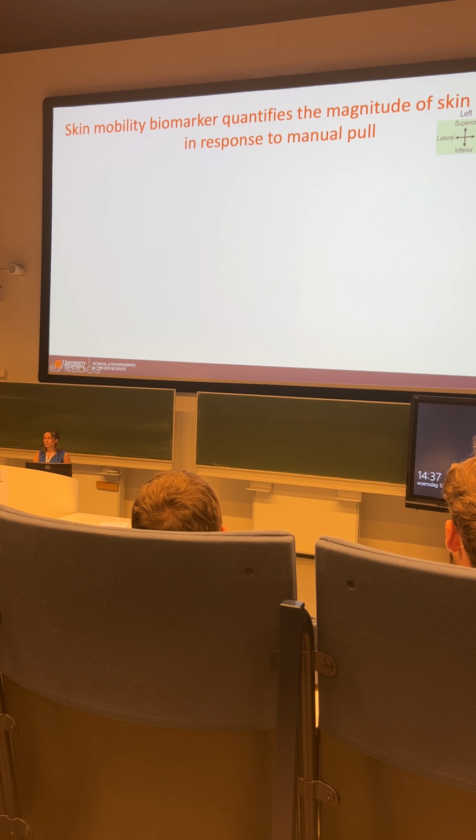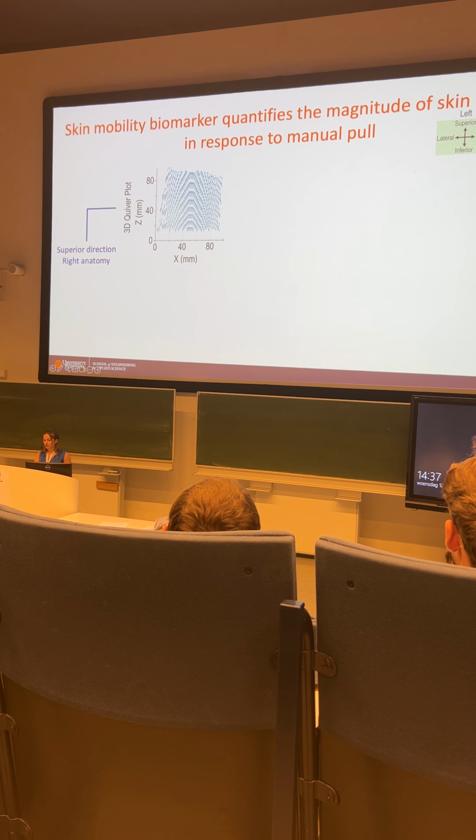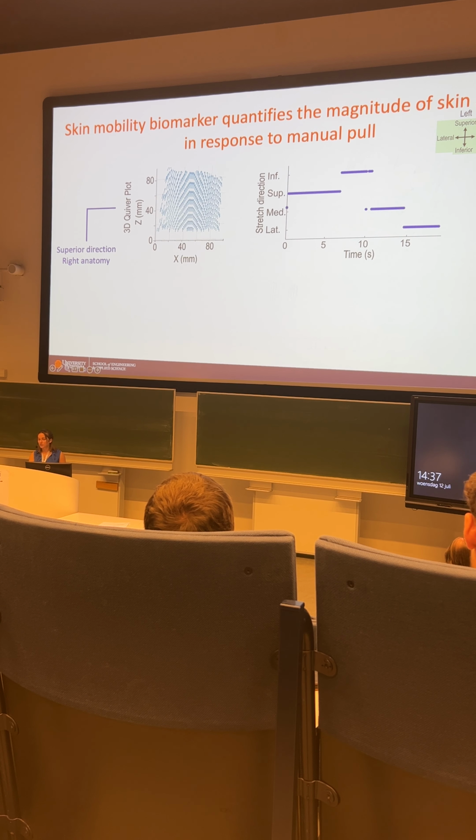To develop the skin mobility biomarker, we first look at the 3D displacement of the surface over time. From the 3D vector plot above, we can identify the direction of maximum displacement over the entire surface, which informs the direction of manual pull by the clinician. Applying this classification to each image frame, we can characterize the 4 pull directions over time.